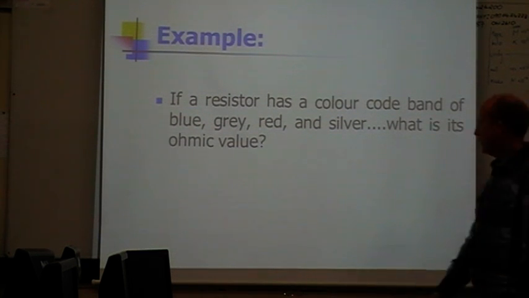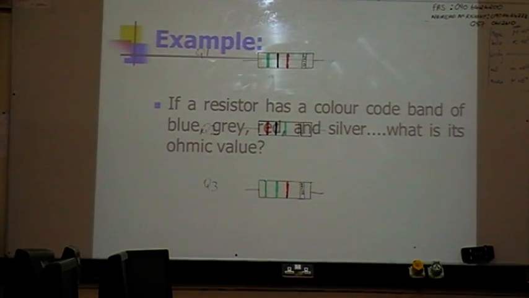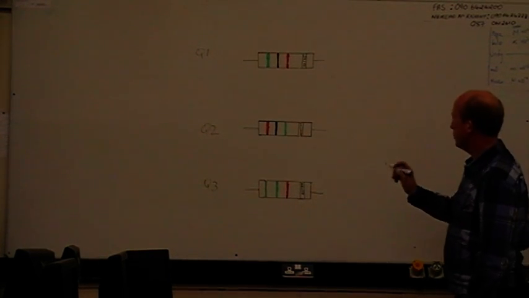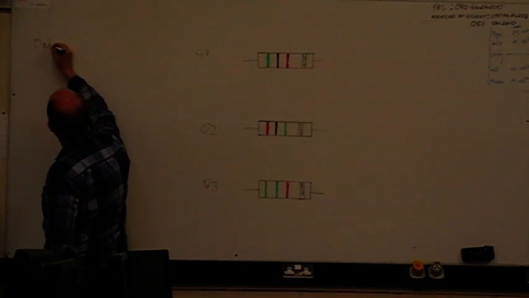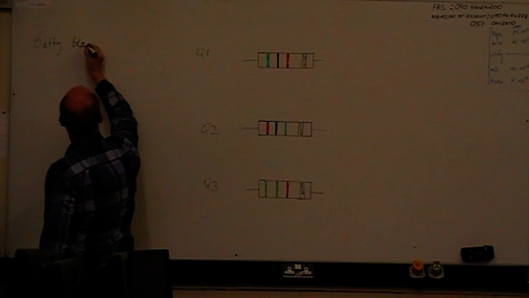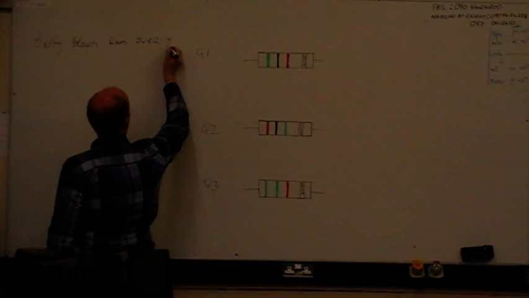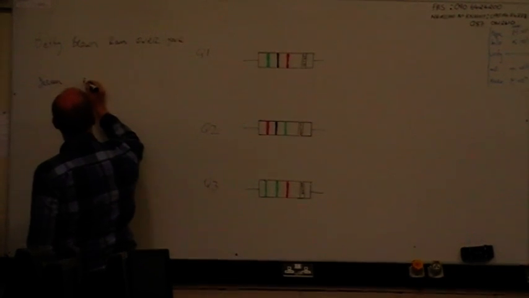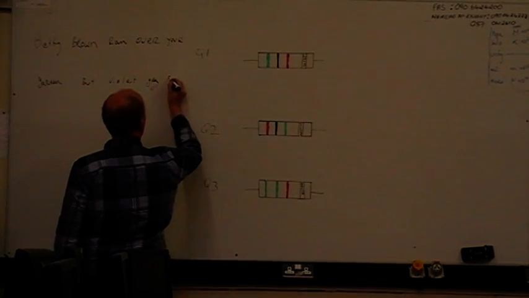I have a few resistors here on the board, so we'll turn this off, and here we go. In the first one we have green, so we'll write out: Betty, brown, ran over your garden, violet, grey, walk.